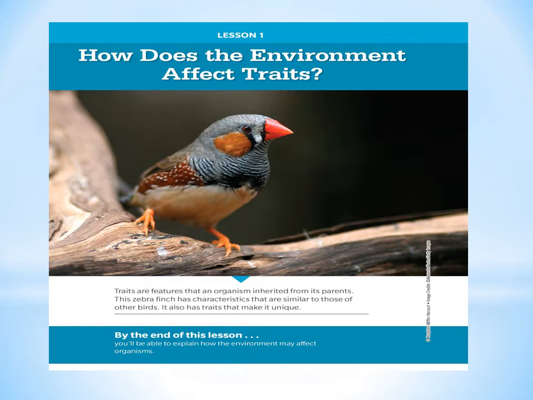We have learned in Unit 4, traits are features that an organism inherited from its parents. This zebra finch has characteristics that are similar to those of other birds. It also has traits that make it unique. The zebra finch is native to Australia and islands of Southeast Asia. This particular zebra finch is a male.